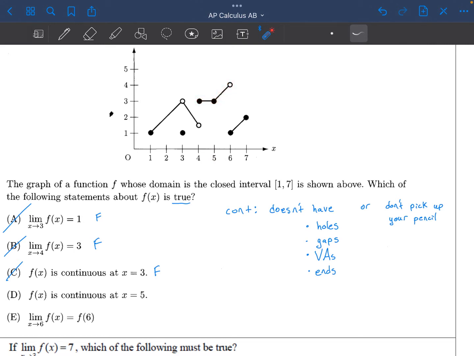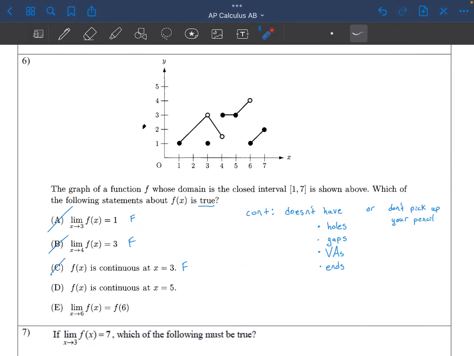No, it is continuous. I mean, it's a sharp corner, which is not differentiable, but it's not asking about differentiability. It's only asking about continuity, and I didn't have to pick up my pencil. It did not have a hole, gap, VA, or an endpoint at this spot. And you might be thinking, well, that's an endpoint because it's a point, right? Well, it didn't end. It kept on going, right? So we finally have our first true answer. So that is true, and that is the correct answer.